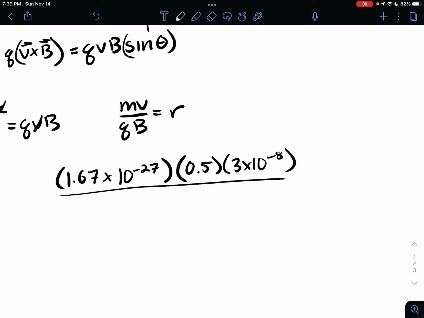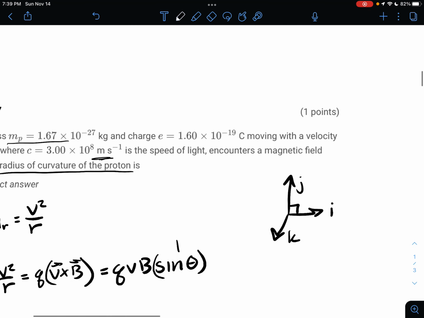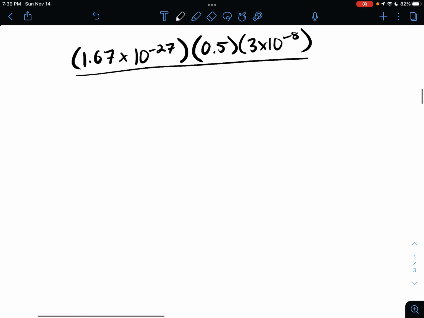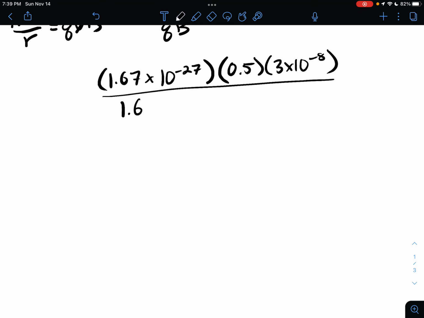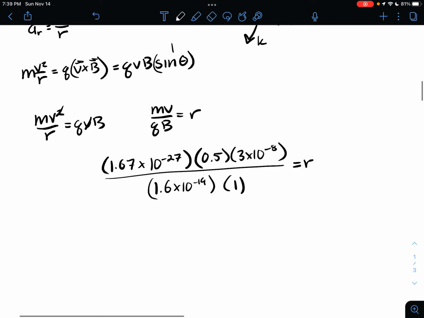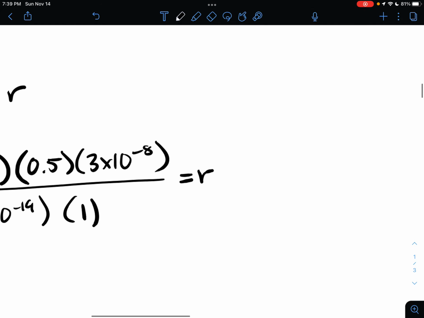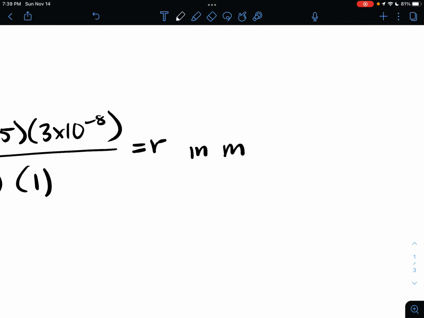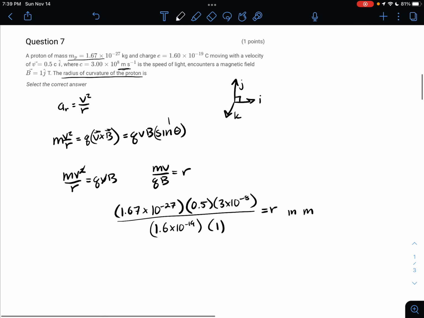So that's divided by, oop, I forgot q. Our charge, 1.6 times 10 to the negative 19, and again, 1 Tesla. I can center this on the bottom a little bit better, but that is what's going to give us our r. Since we've kept everything in base units, this is going to give us r in meters, if you evaluate all that out.